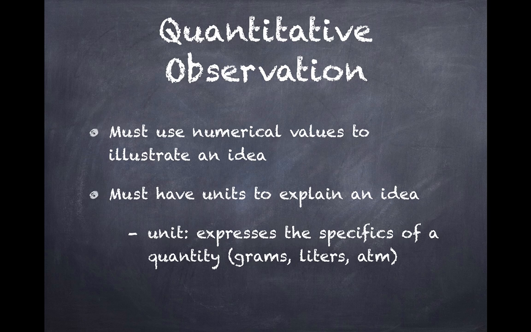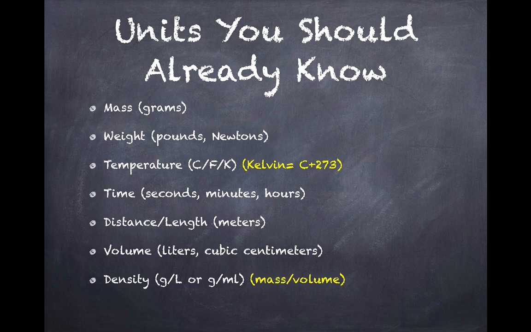Units help explain an idea and they express the specifics of a certain quantity. An example of a unit would be grams or liters or atmospheres. Atmospheres measures pressure, which we'll be dealing with when we go into the gas unit further on in AP Chemistry. But that is another unit that we can use. We should be familiar with grams and liters. So that's what quantitative observations are, and that will continue on to what units of measurements we'll be talking about.